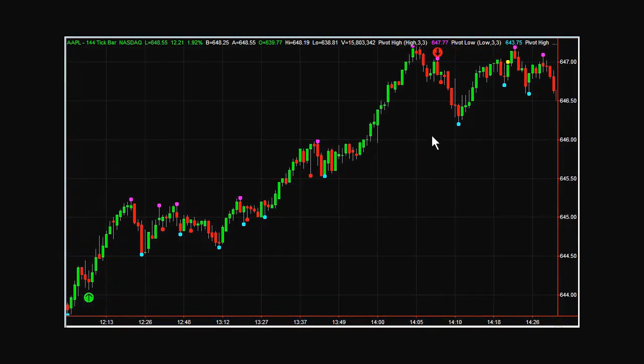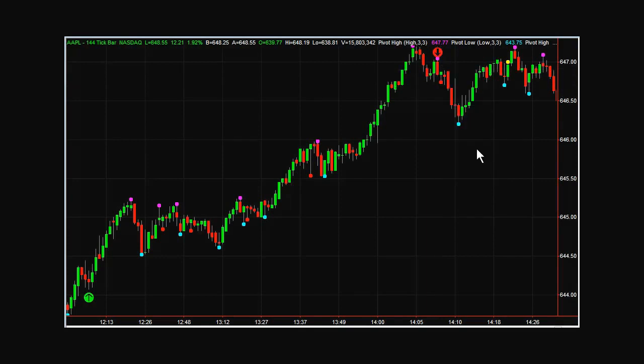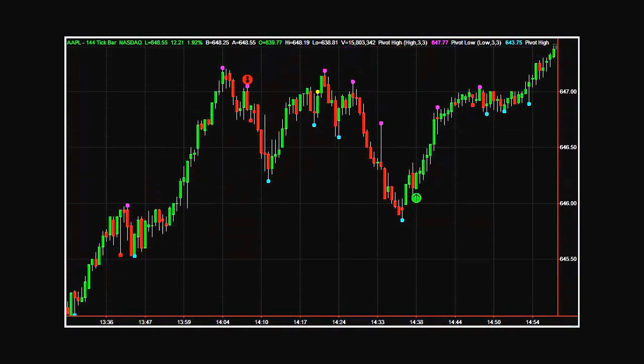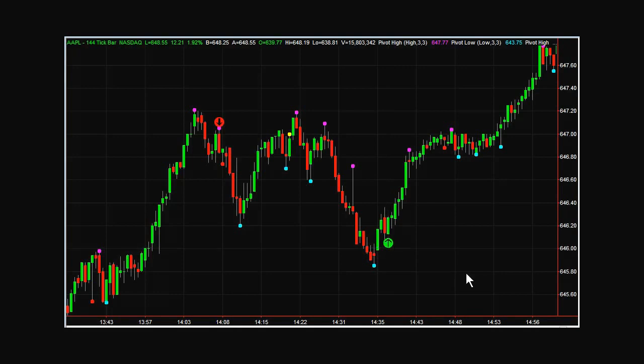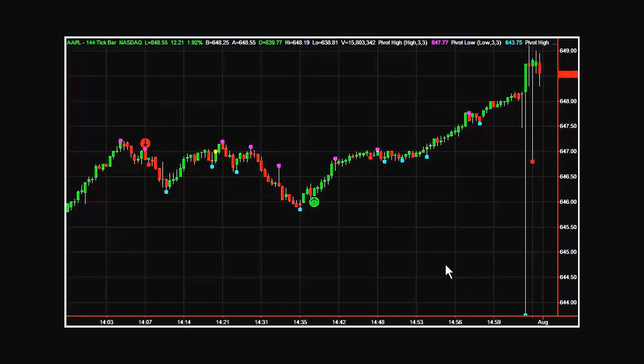Another cycle high trade right here. Came at 14:07. That's 2:07 Central. And the last trade of the day was right here at 14:38, at 2:38 Central, and then it just really took off. So it was a really exciting day. A lot of really clean, good setups on Apple.